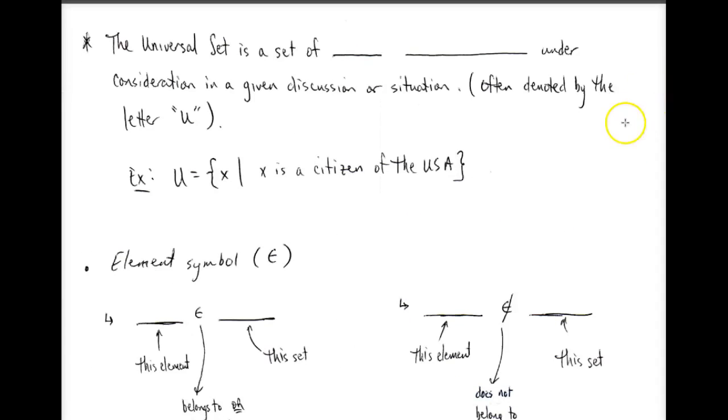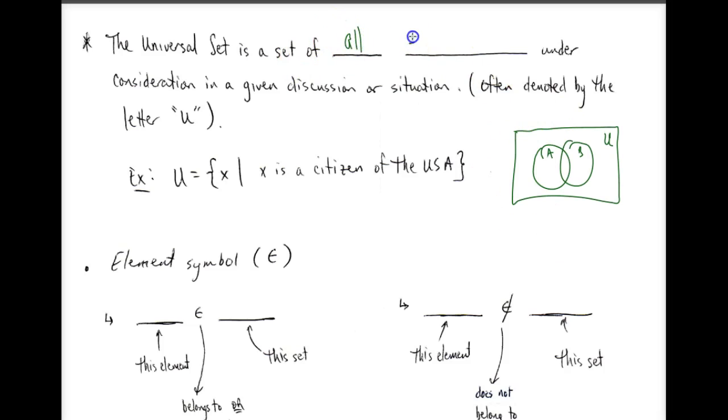Now with Venn diagrams in particular, and remember our Venn diagrams kind of look like this, where we have our two sets here. We'll call this A, call that B. And for purposes of keeping it simple here, this U is the universal set. So we're considering everything here. The universal set is the set of all elements, all members under consideration for a given discussion or situation.